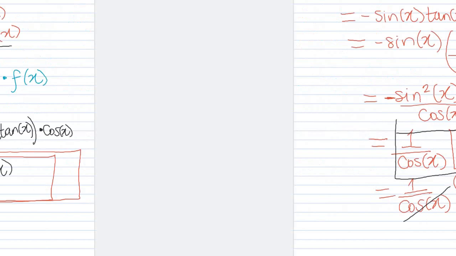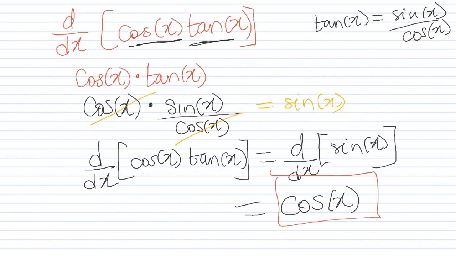And in this case, after doing the shortcut method, you realize that cosine x multiplied by tan x is the same thing as sine x. So therefore, the derivative of cosine x tan x is the same thing as the derivative of sine x. So let me say that again. Therefore, the derivative of cosine x multiplied by tan x is the same thing as the derivative of sine x. So therefore, we end up having our answer to be cosine x. And that is the end of this video.